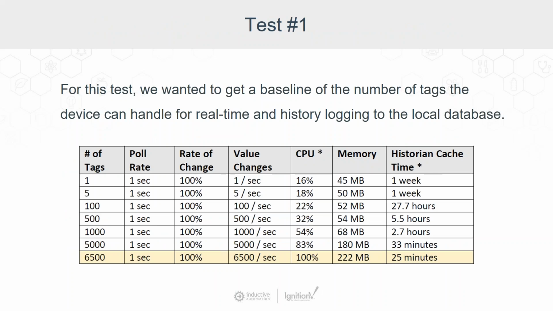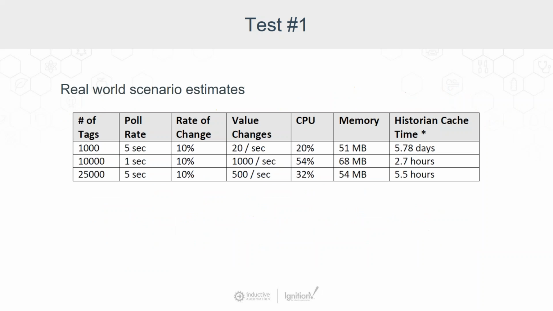So the first test was to get a baseline of the number of tags that the device can handle, the combination again of the UC80-100 and Ignition. And you can see it taps out around 6,000 tags that we can handle on the single equipment. So one edge gateway with Ignition running, again, all on Linux, pulling 6,000 tags at 1 second rate, every one of them changing every second. That's where we about tapped out. You can see it was more the CPU than it was memory in that case.